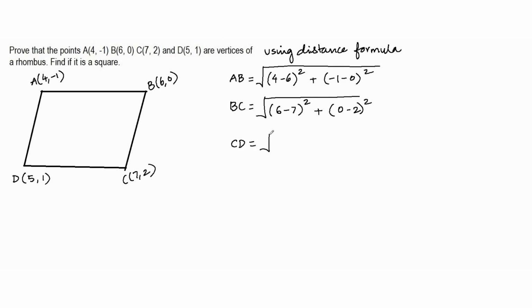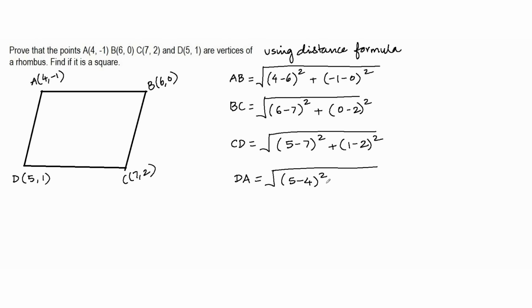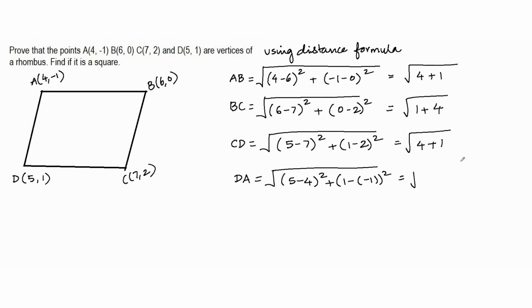CD is going to be under root of (5 minus 7) the whole square plus (1 minus 2) the whole square. And DA is going to be under root of (5 minus 4) the whole square plus (1 minus of minus 1) the whole square. So this is going to be under root of minus 2 square is 4 and negative 1 square is 1. This is going to be 6 minus 7 is minus 1, square is 1, and negative 2 square is 4. This is going to be under root of minus 2 square is 4 and minus 1 square is 1. And this is going to be 1 square is 1 and 2 square is 4.